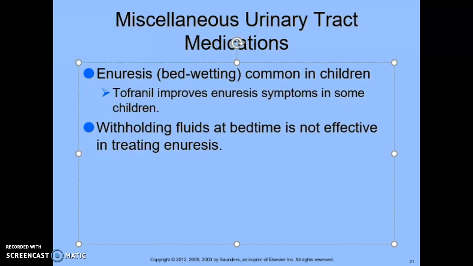Then Detrol, which we talked about in the previous slide, is a new medication for treating an overactive bladder. It acts by relaxing the bladder muscles.